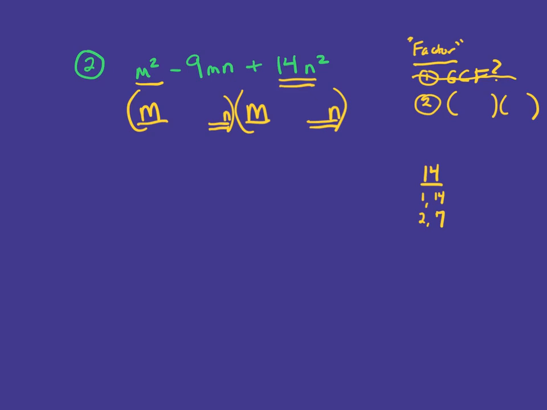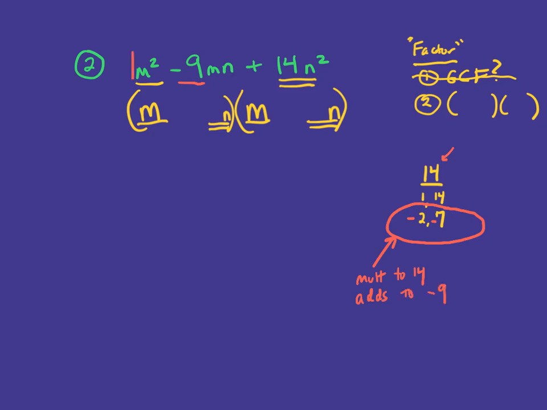So we're looking for a pair that we can make negative 9 out of. So we could make negative 9 out of the 2 and the 7 if both of the signs were negative. Negative 2 times negative 7 would give us a positive 14, and it would also add to be negative 9. So I'll write that out. Multiplies to 14, adds to negative 9.